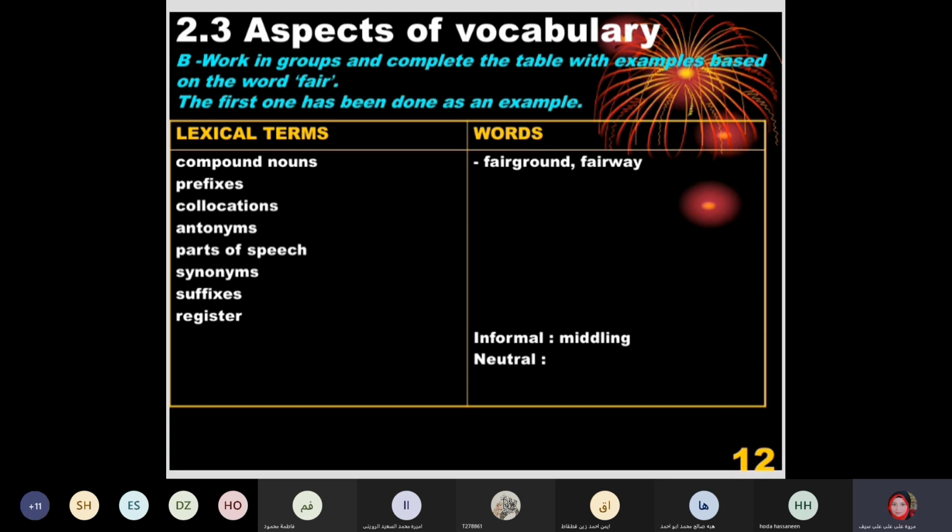Very good. So the synonyms of the word fair are, as you have just said, reasonable, decent, generous. We can say beautiful. Beautiful, yeah, correct. What else? Gorgeous. Okay, yeah, good. Thank you, Mrs. Samah. All these things. Thank you very much.